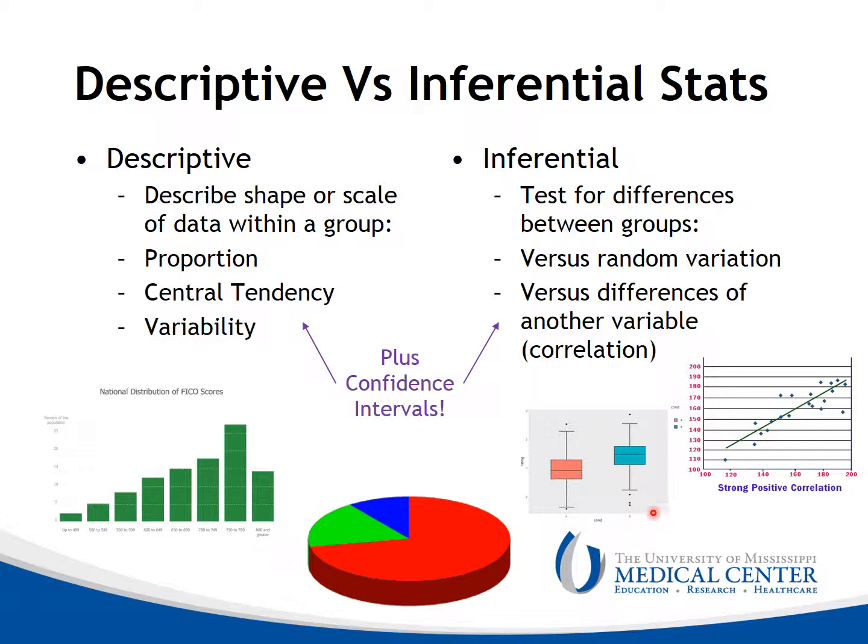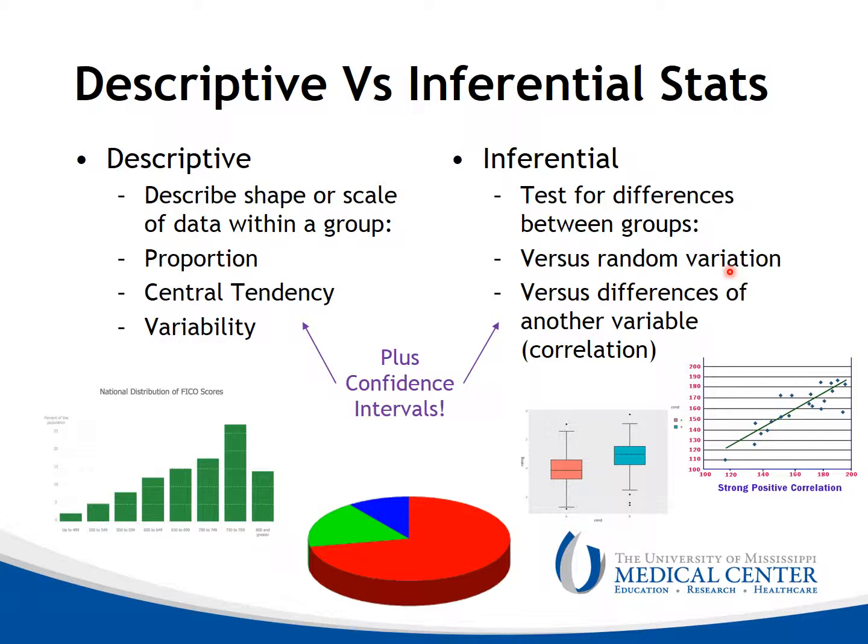And so an inferential test would test whether the difference between the means or the medians, the centers of these groups, is a significant difference, or whether it's a difference that might have come from just random variation.